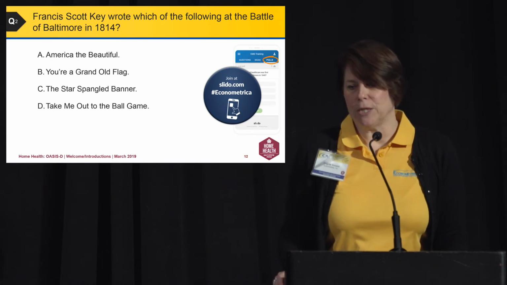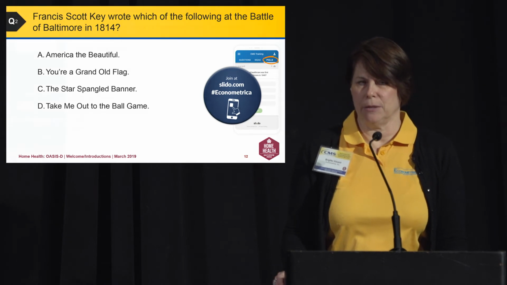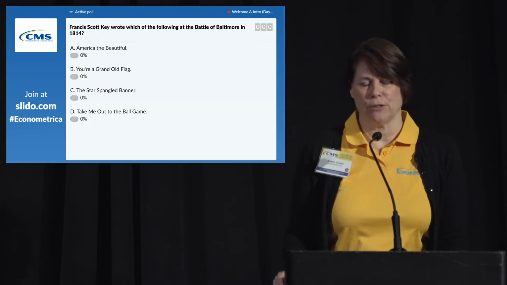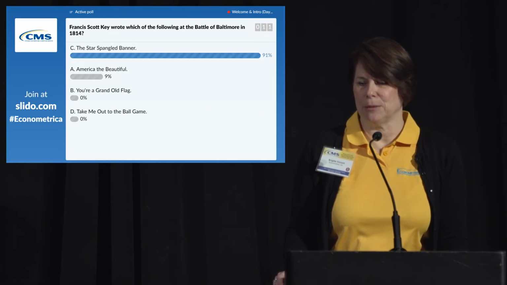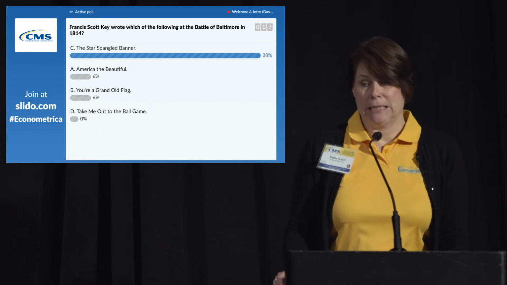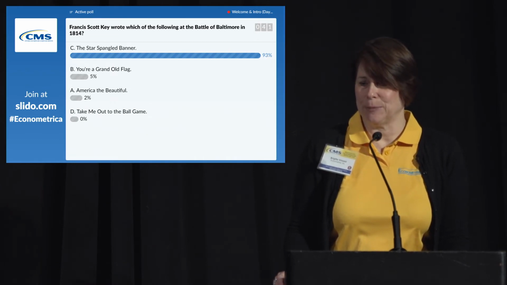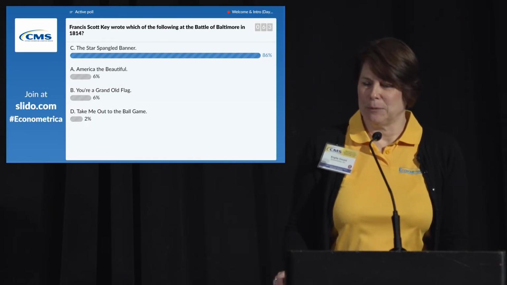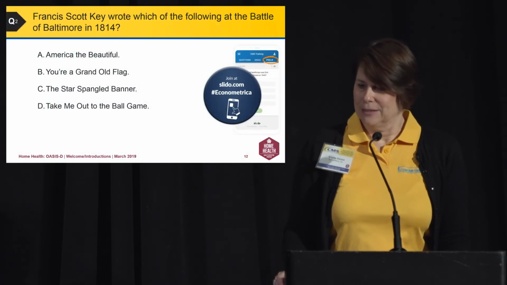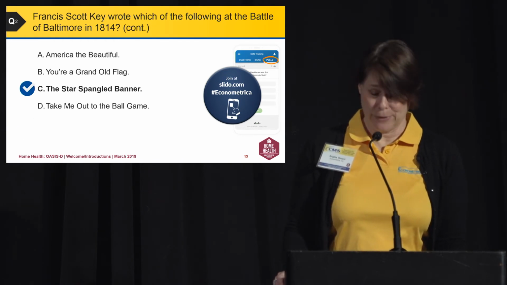Francis Scott Key wrote which of the following at the Battle of Baltimore in 1814? A, America the Beautiful, B, Your Grand Old Flag, C, The Star-Spangled Banner, or D, Take Me Out to the Ball Game? Well, it looks like a lot of people probably are thinking it's the Star-Spangled Banner. And my guess is that's probably the correct answer. So let's check. And it is the Star-Spangled Banner.